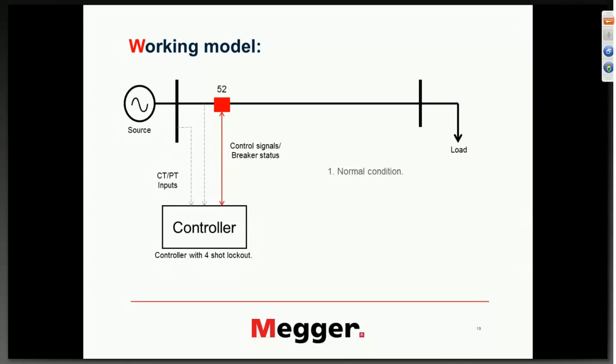Now, for those of you who want to know the basics of auto reclosure working, I have simplified the model. I'm guessing you can see my mouse pointer there. So I have a source supplying a load. All right, that's a basic system. I have a source supplying the load, and I have a circuit breaker here, and I have a controller here.